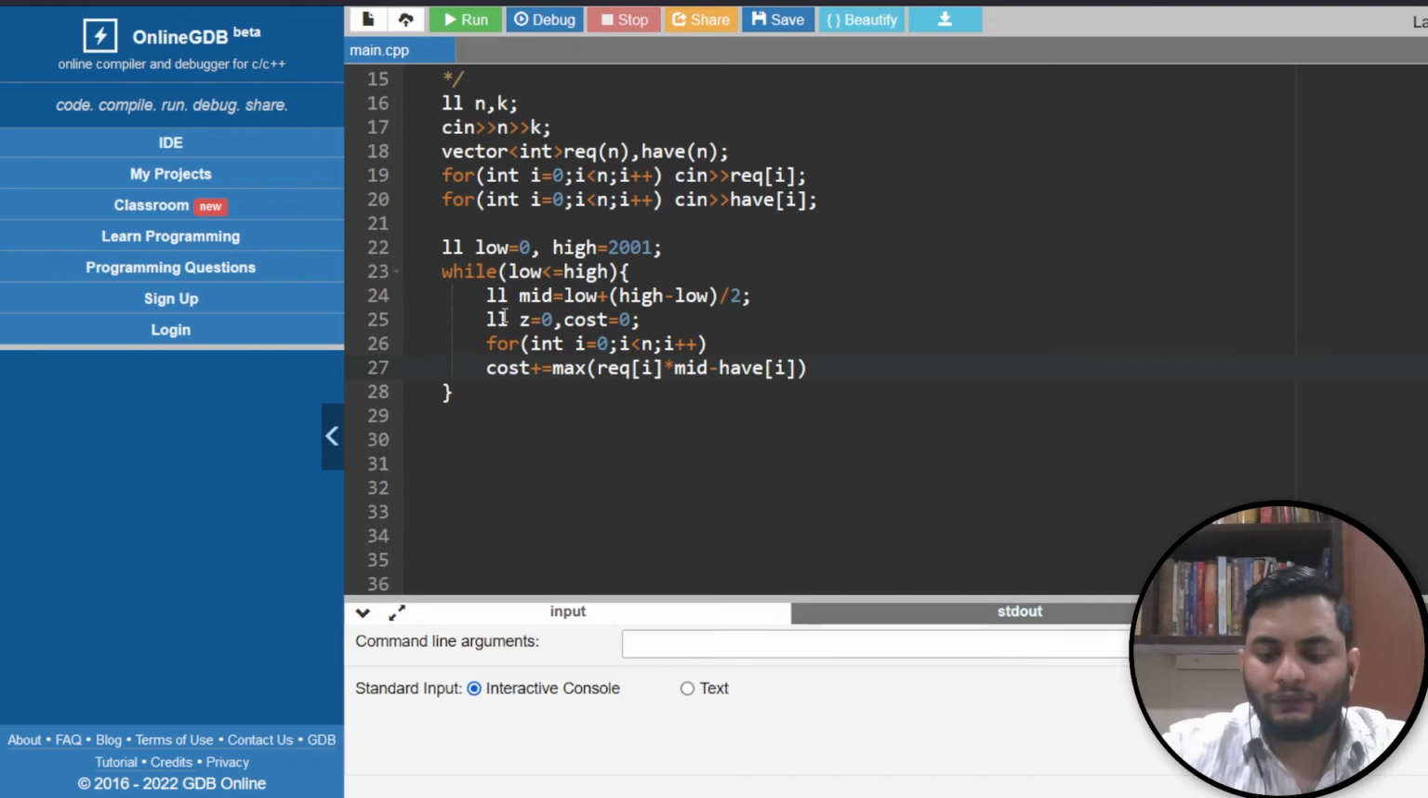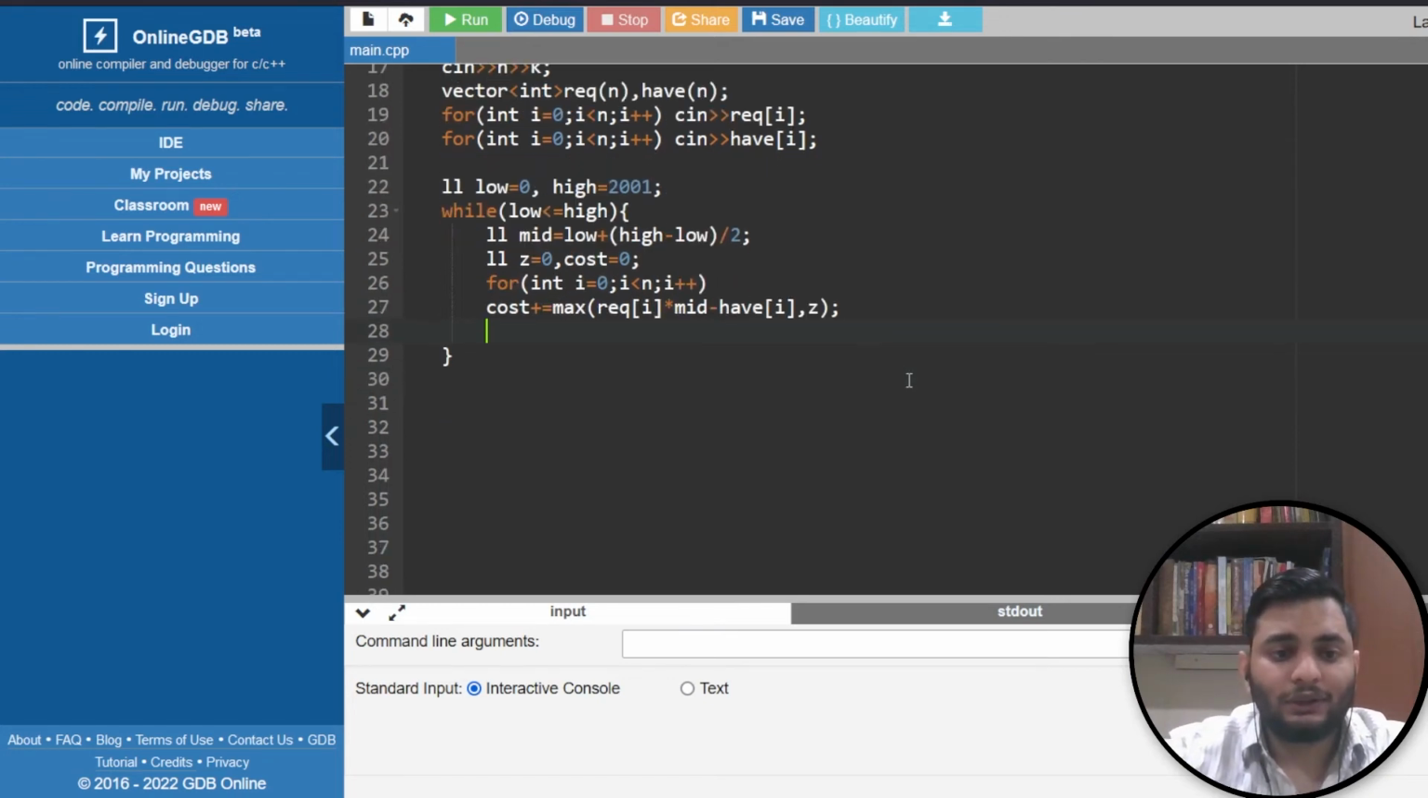maximum of requirement for ith multiplied by mid, because we are preparing this amount, and the half we have, and maximum, as there can be a case where we have greater than requirement multiplied with mid amount, right? So for that I need to maximize it, compare it with the zero. I just take z, because the comparison is in long, right? So after that, if the cost is less than equal to k, makes sense, I can prepare that much amount by the magic powder, right? So now I need to check whether I can form more number of cookies than mid. So our low would be mid plus 1, else high would be mid minus 1, right?